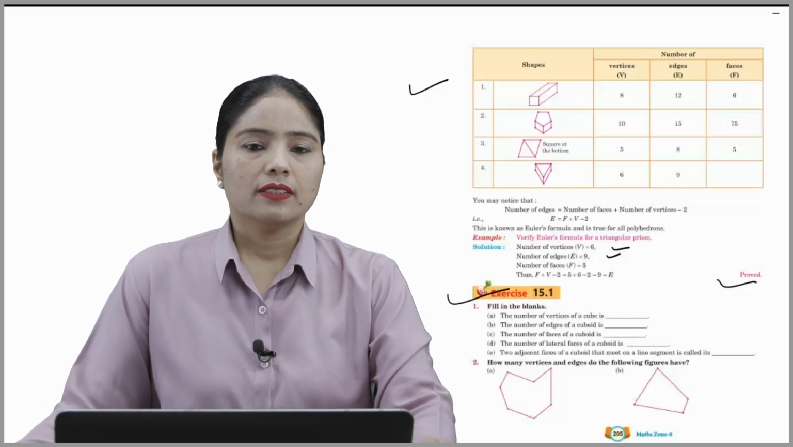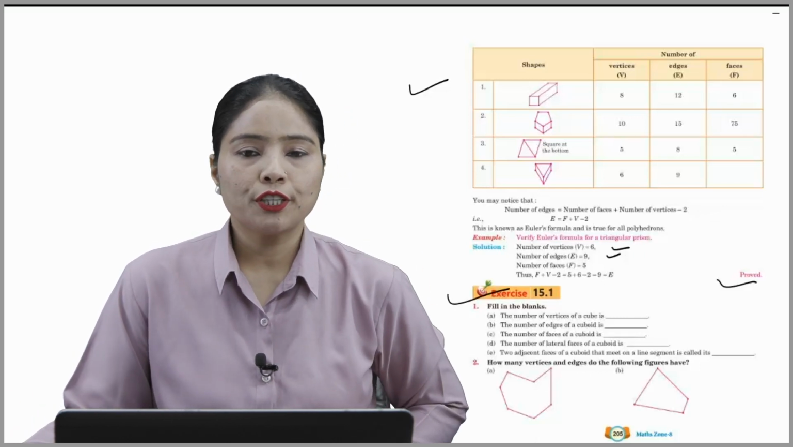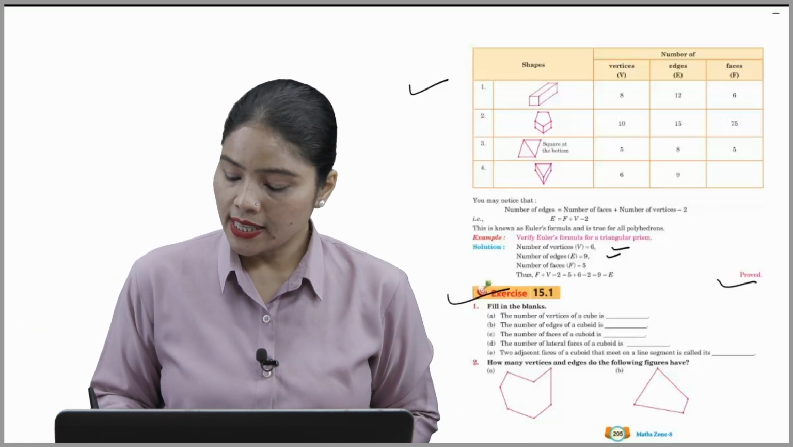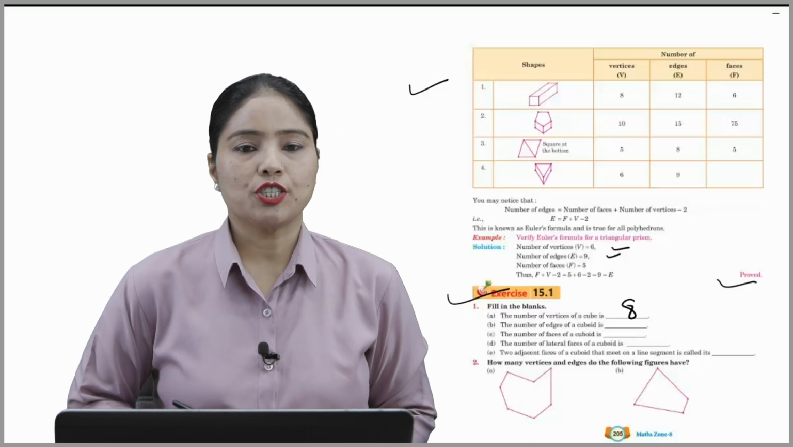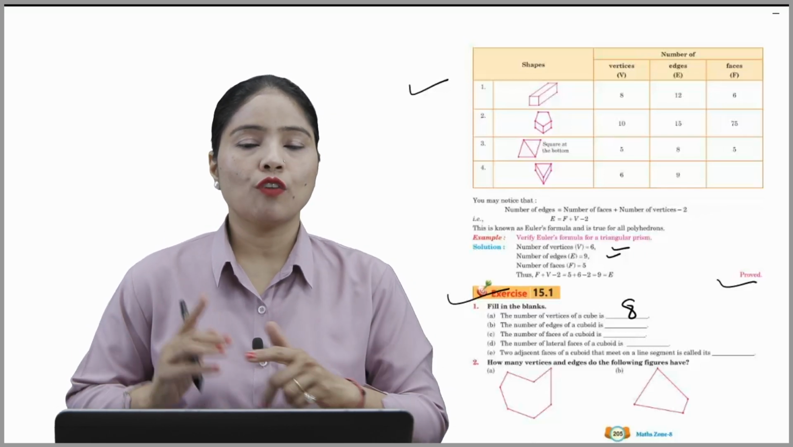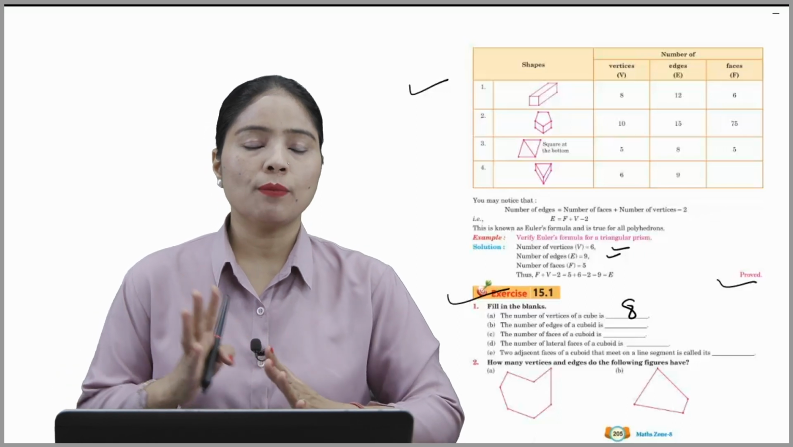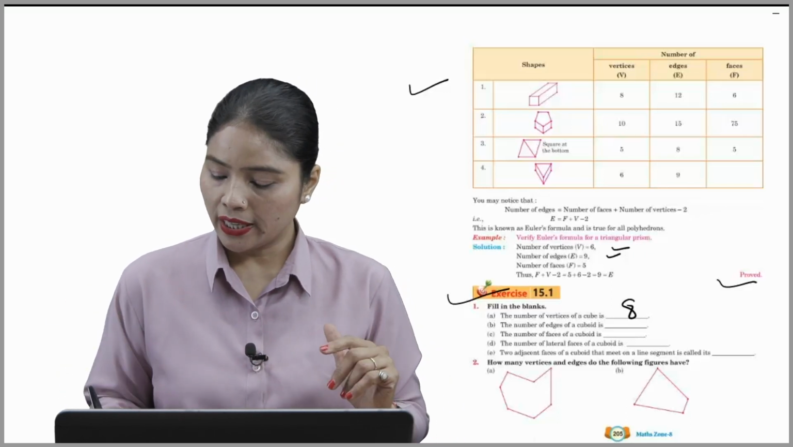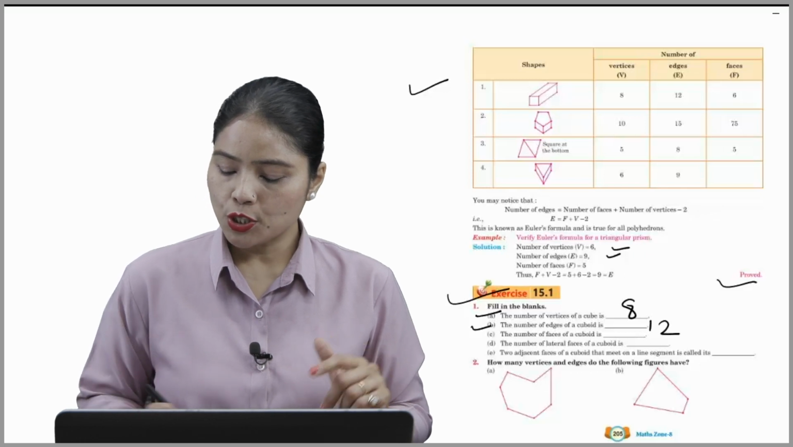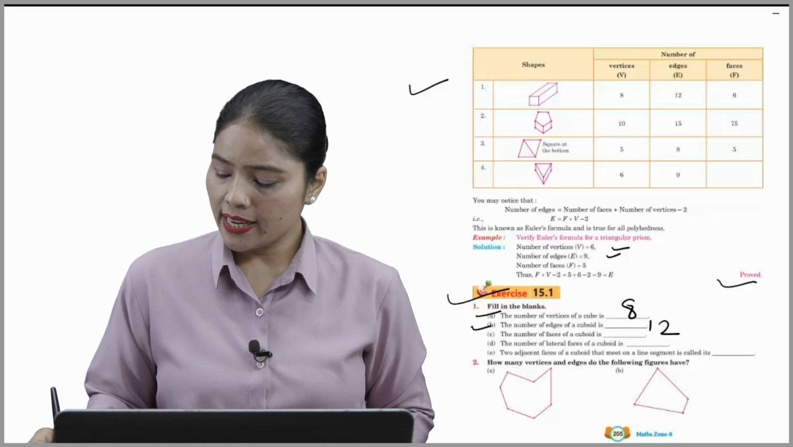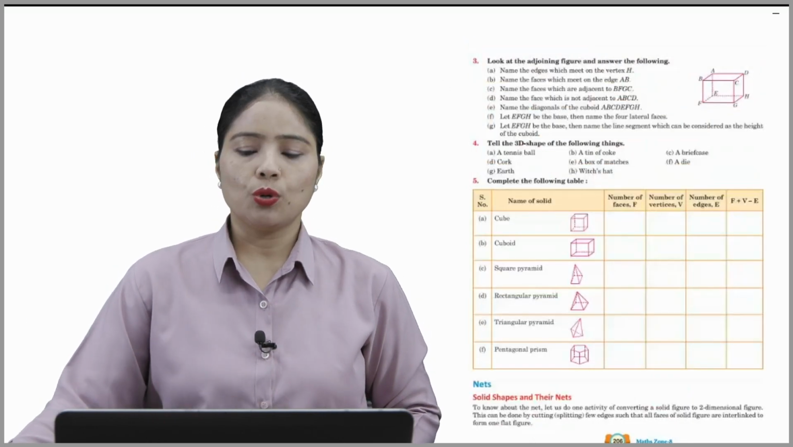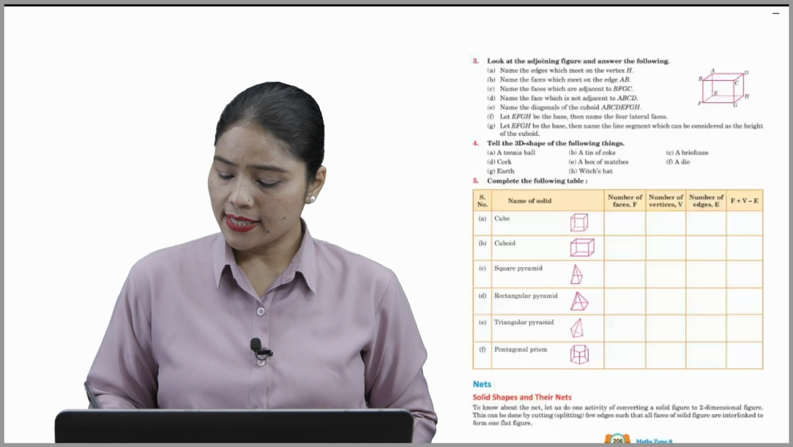Now exercise 15.1. Fill in the blanks. The number of vertices of a cube is dash. कितने होते हैं? Yes, so these are 8. B1 is the number of edges of a cuboid. Cuboid के जो हमारे edges होते हैं कितने होते हैं? वो हमारे होते हैं 12. I hope you understood well. So these are the other questions, beta. You have to complete them on your own. Okay. So now next is nets.